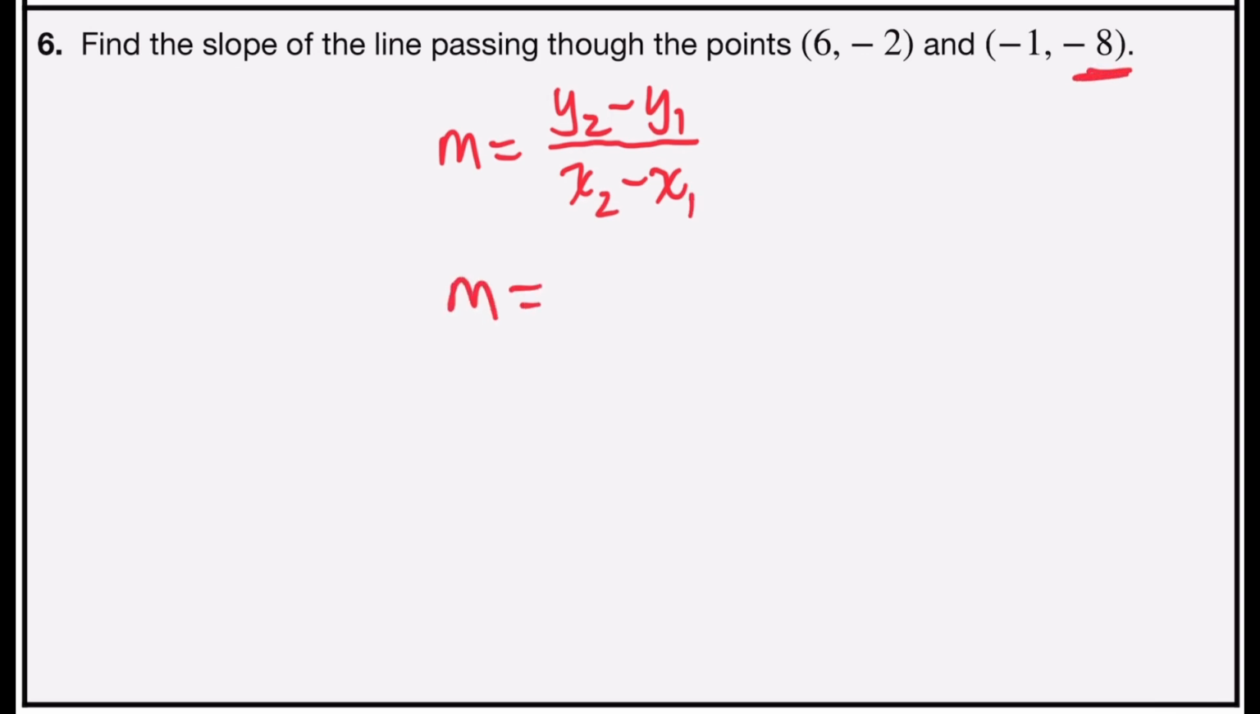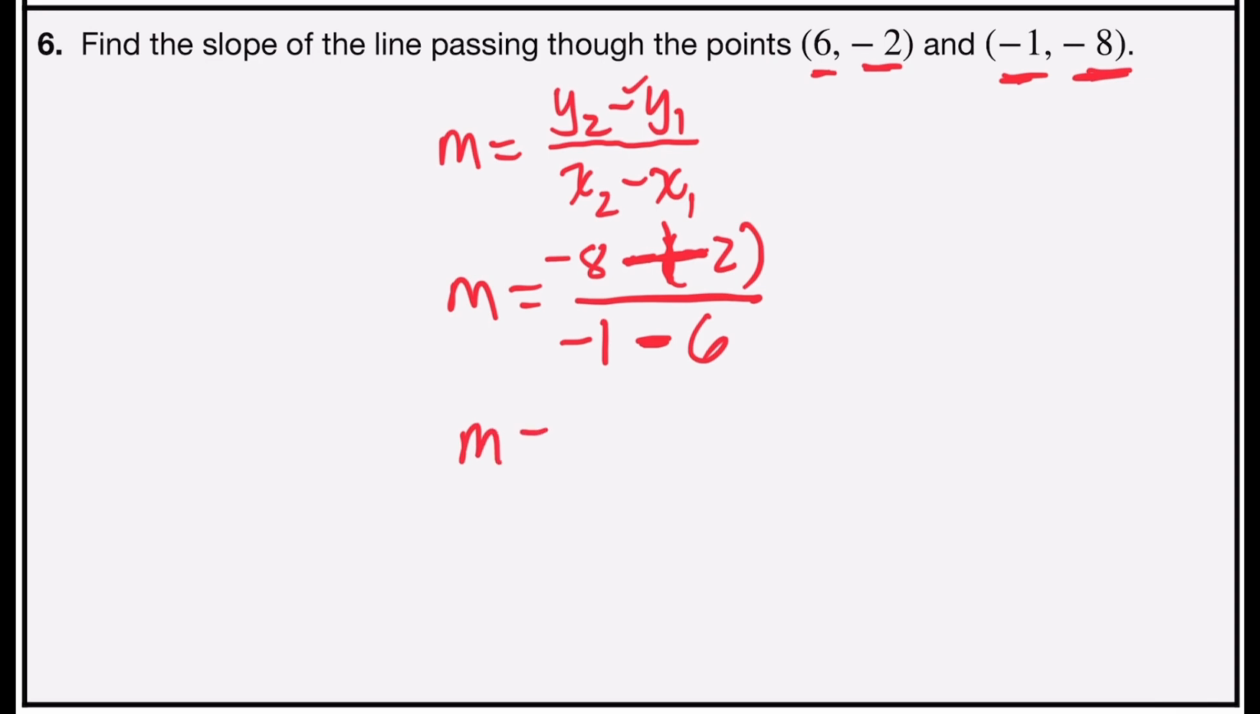The second y coordinate is -8. Then I have the minus from the formula itself. And the first y coordinate is -2. The opposite of -2, or dash dash, means plus. Over, the second x coordinate is -1, minus from the formula, and the first x coordinate is 6.